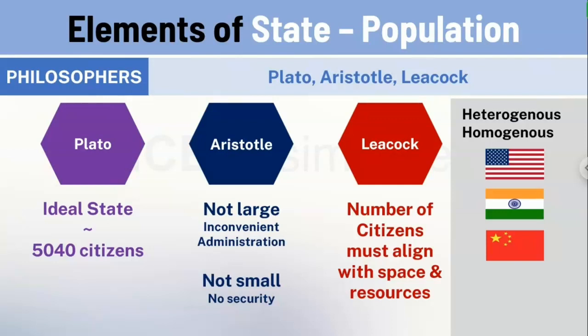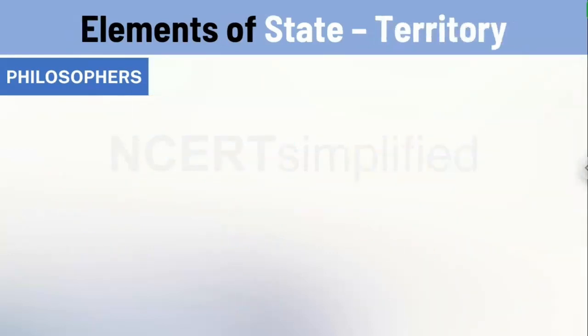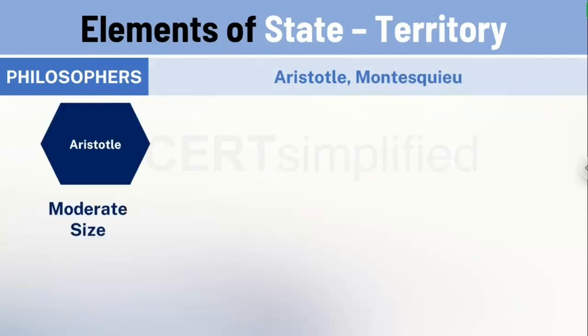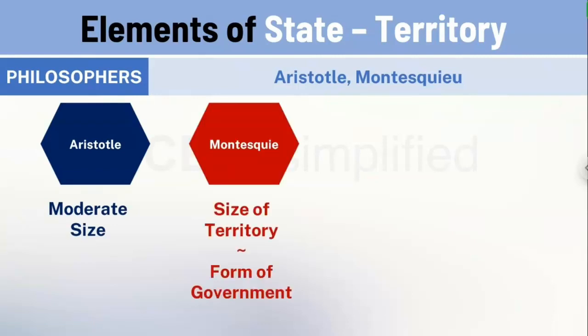Also, the state with the highest population is China with 1.4 billion, whereas Vatican City is the state with the smallest population, with less than 821 citizens, I believe. Now, territory. The philosophers who had a say on the territory of a state were Aristotle and Montesquieu. Aristotle stated that the territory should be of a certain size. Montesquieu stated that the size of the territory is connected with the form of the government. For example, if there's a large territory, then obviously we have to administer it.